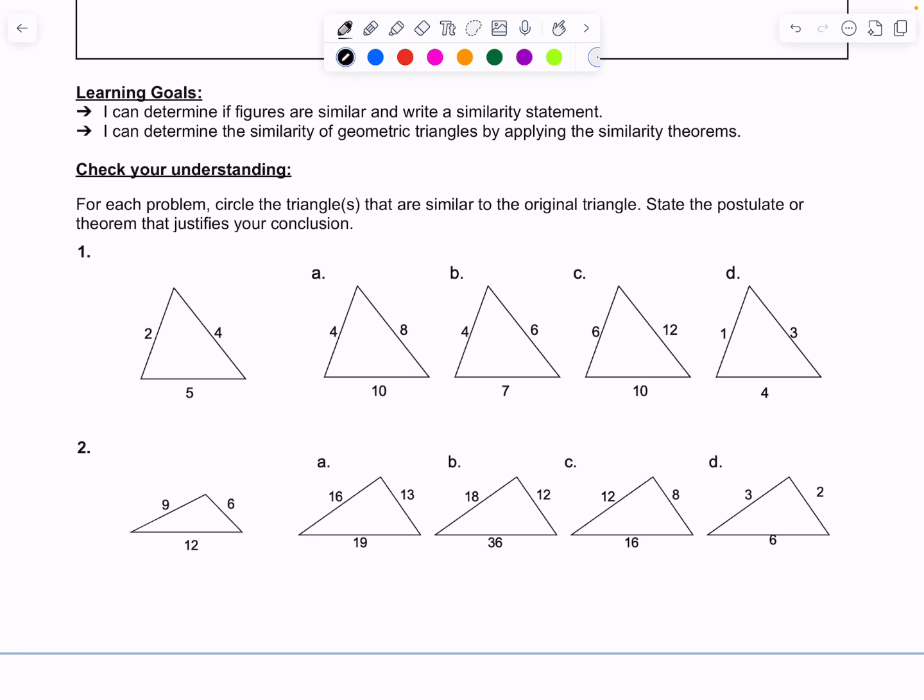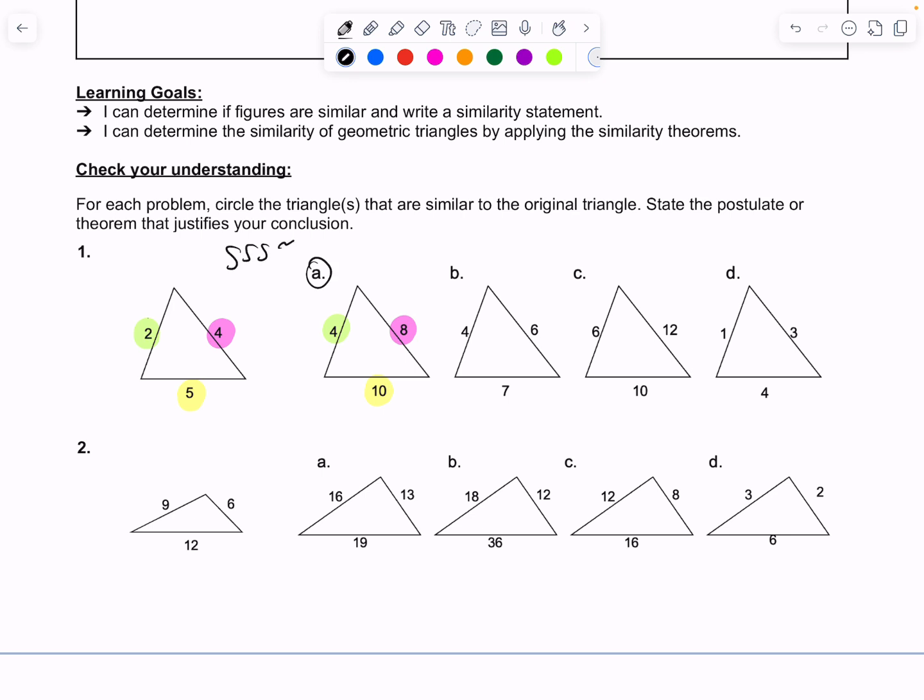All right, so if I look at this first one in letter A, I'm looking at 2 to 4, 4 to 8, and 5 to 10. It looks like for each of those, I'm multiplying by 2 to get them. So actually, that was pretty quick. This one is our answer by side-side-side similarity.